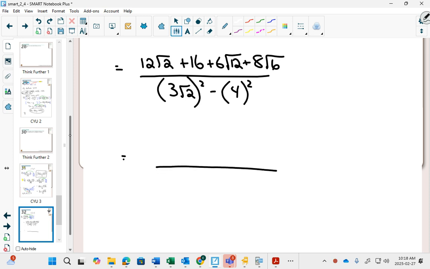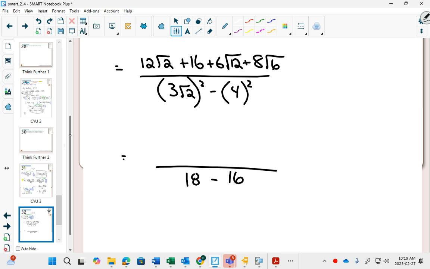I can definitely simplify the bottom. When I square this, I'm going to get 9 times 2, 18, and 4 times 4, 16. Are there any like terms in the top? No. Are there any radicals in the top that you can simplify?